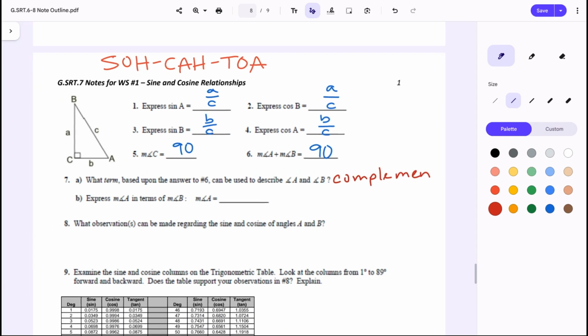Ooh, I'm running out of space. I apologize for my handwriting here. My pen's being a little bit weird today, so I'm trying to just make the best of it. Complementary.